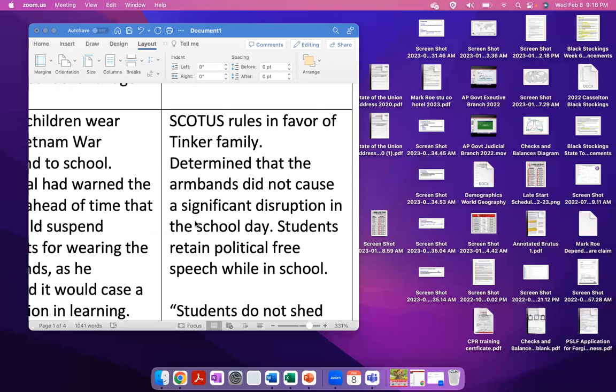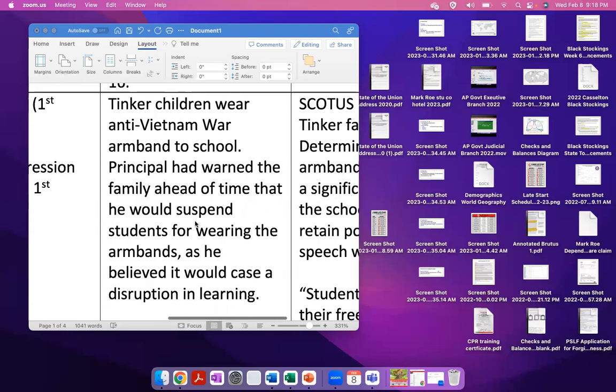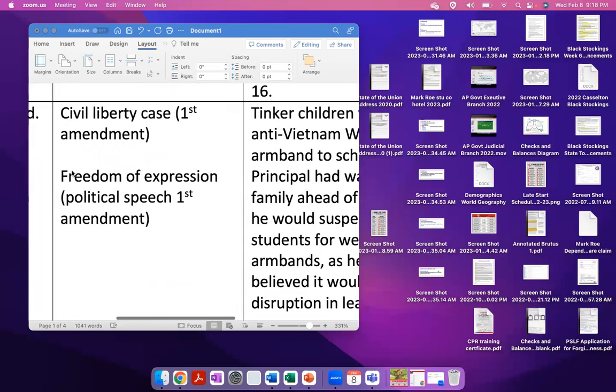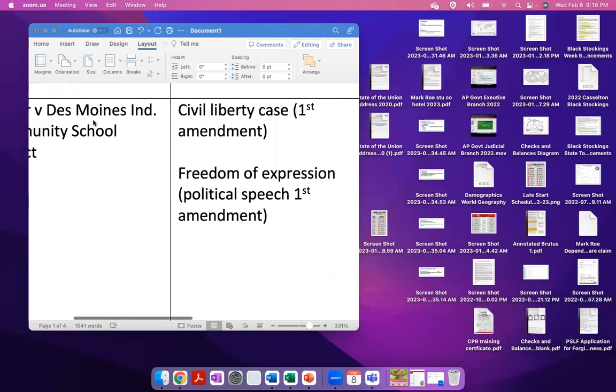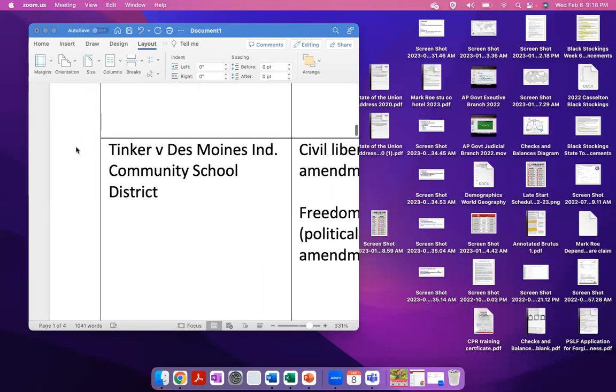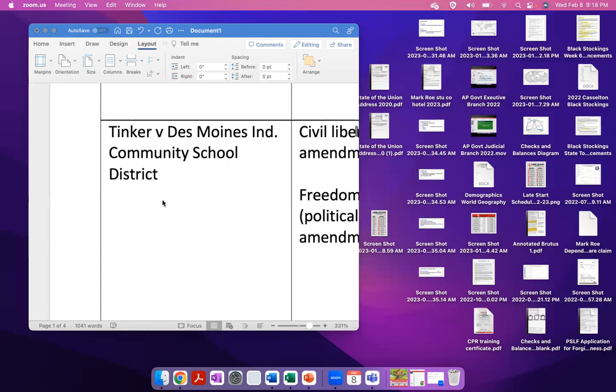So again, another civil liberty case having to do with the freedom of political speech in school or freedom of political speech in general. So that's Tinker. The court rules in favor of the Tinker family, saying that the Des Moines school district was violating the students' rights by suspending them or even asking them to take the armbands off.